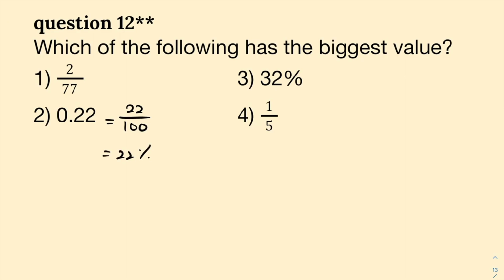Is that not 20%? Sorry, 22%. Okay, so so far choice number 3 is the largest. 1 over 5, that's easy. That is 20%. So currently it is still choice number 3 being the largest in value.